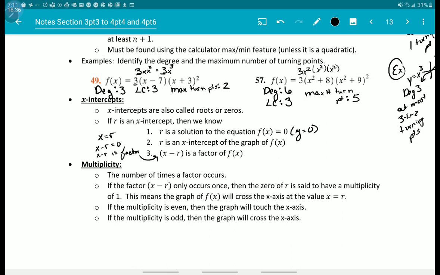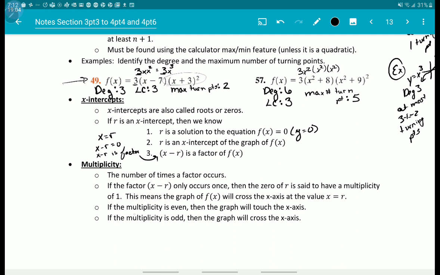So if it happens twice, so let's say we have, well, let's go back to 49. We have an x plus 3 quantity squared. That means the x-intercept that would result from that would have a multiplicity of 2, because that factor happened 2 times. The multiplicity is tied to how many times the factor happened.